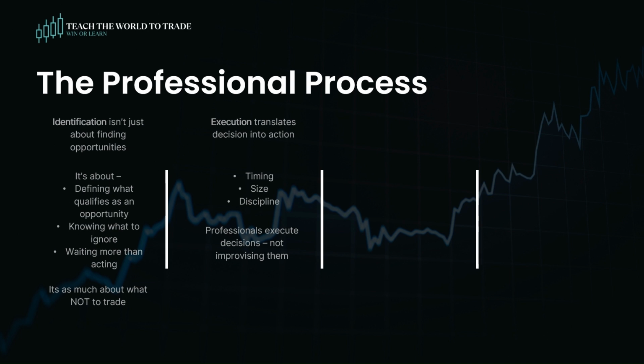And then you've got execution, which translates decisions into action. Anyone can be an analyst and talk about the markets and come up with ideas. I can teach anyone anywhere how to trade, right? But then the real traders are made, and the success stories come from good execution and the next part, which is management. We're talking about your timing, your size, your discipline, and then there's the micro stuff: entry, exit, stops. There's a ton of stuff there. There's a ton of stuff in identification. There's a ton of stuff in execution. But professionals execute decisions. They're not just improvising them.